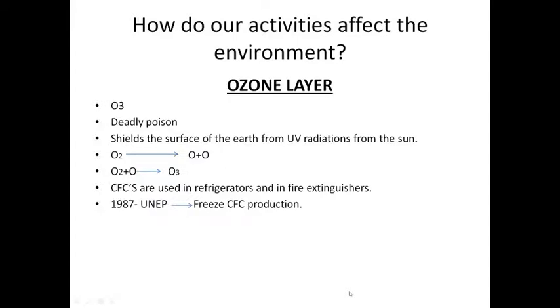The molecular formula of ozone is O3, and ozone is a deadly poison. As long as it is there in the stratosphere, it is not going to harm us. It shields the surface of the earth from UV radiations from the sun. So the main important role of the ozone layer is to shield the surface of the earth from the UV radiations.